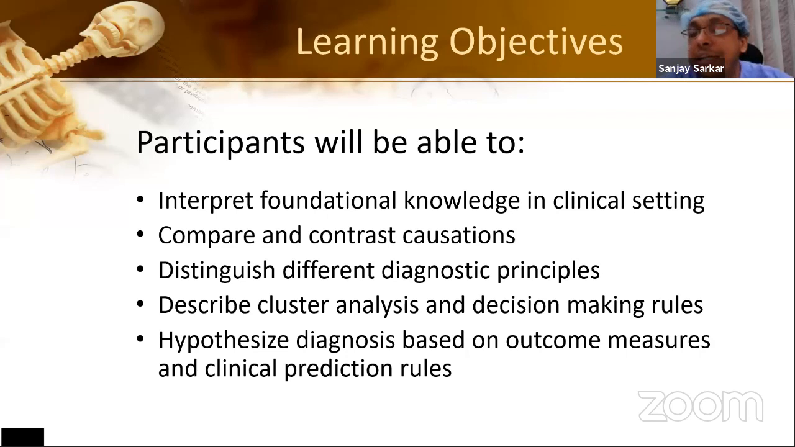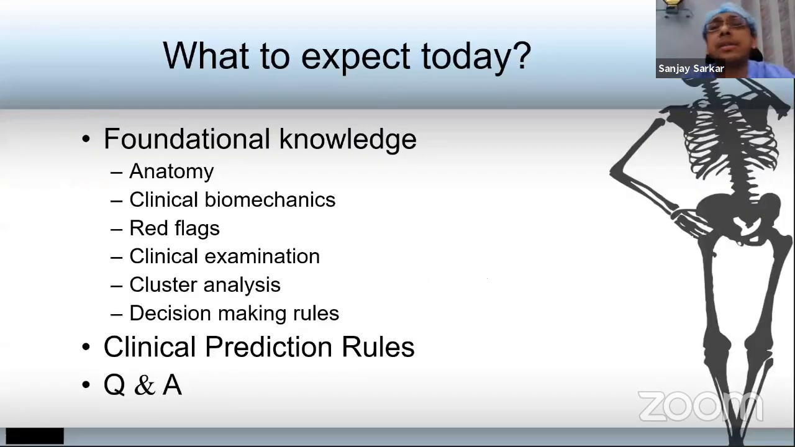Then I'll be talking about different diagnostic principles, mostly from the osteopathic schools of thought. Describe cluster analysis, decision-making principles, and then hypothesize diagnosis based on outcome measures and CPRs, or clinical prediction rules. So this is essentially what I want you to know. And hopefully at the end of the webinar, you get your queries answered. Now, what to expect today? This is essentially the content of a book.